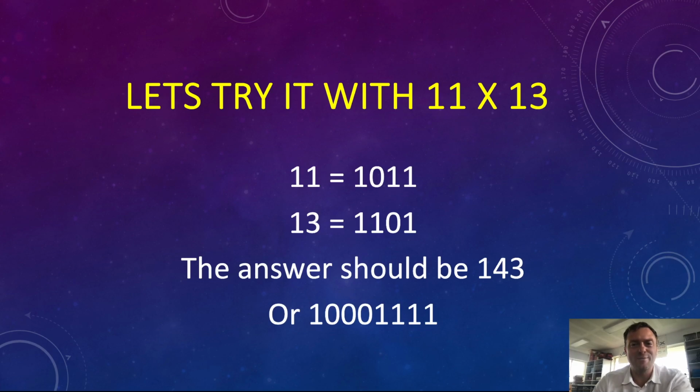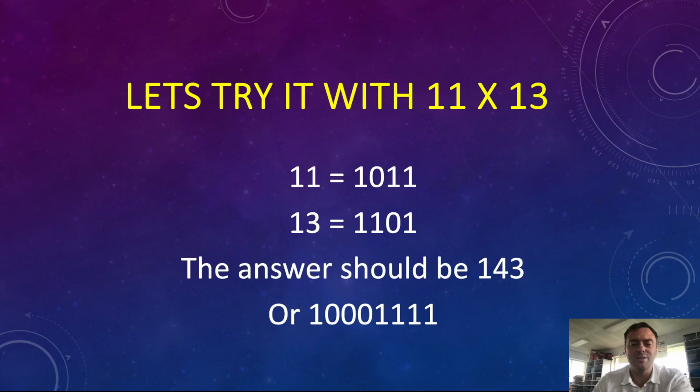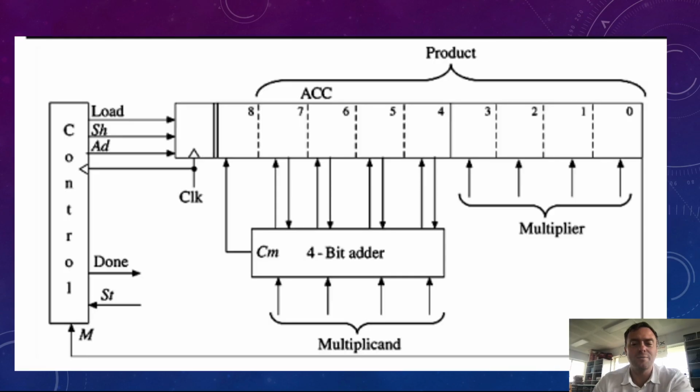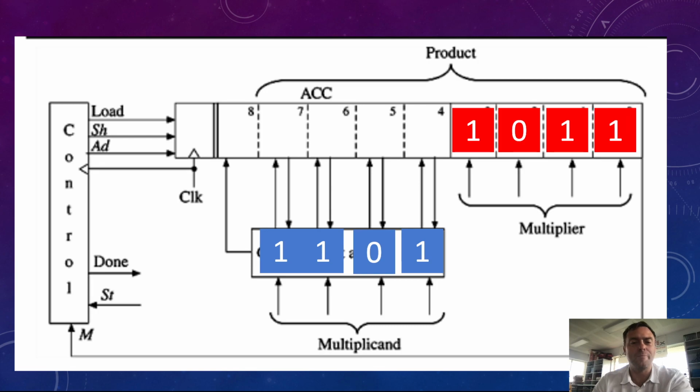Now just bear with me, this is a little bit more complex, but if you understand this, the algorithm is a lot easier. So in here what we're going to put is the 1101. If we go back here, 1101 is the 13. So that is the multiplicand, the thing that's going to be multiplied by the multiplier. And the multiplier goes up in the top right here, 1011. We're then just going to follow an algorithm.